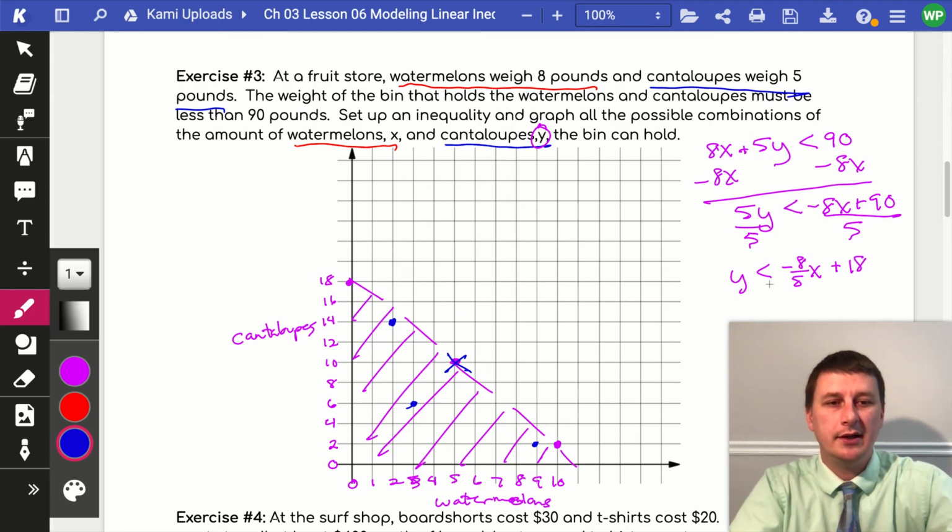And this inequality over here is not equal to, it's just less than. So we cannot have points that are on that line in the solution set. So we're only looking in this shaded area right here.